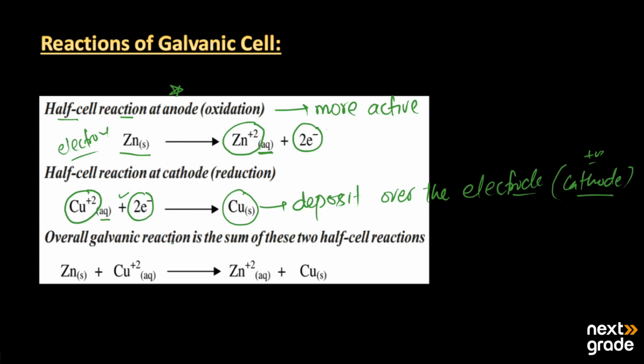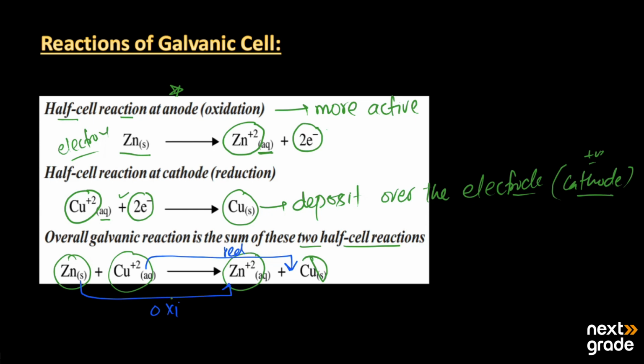So the overall galvanic reaction is basically the sum of these two half cell reactions. The first one is solid zinc and copper in the 2+ state. So the zinc changes into Zn2+ and the copper changes into solid form. The one thing you must keep in mind is that zinc is undergoing the process of oxidation and copper is undergoing the process of reduction. Now as zinc is undergoing oxidation, it works as a reducing agent. Zinc is working as a reducing agent.